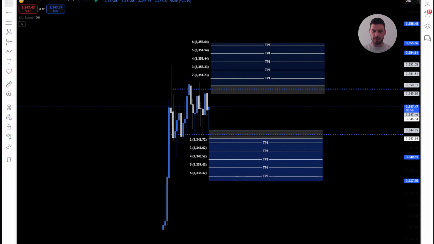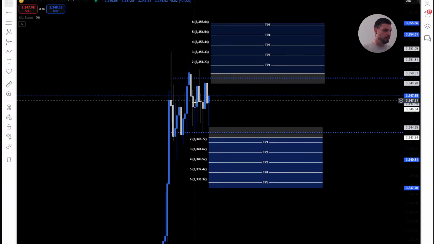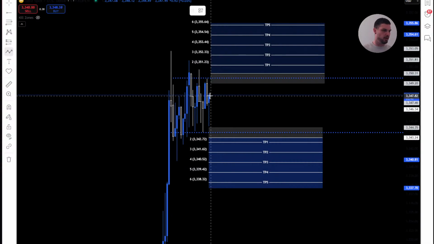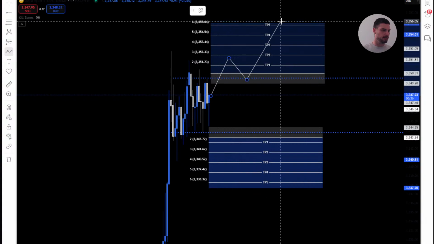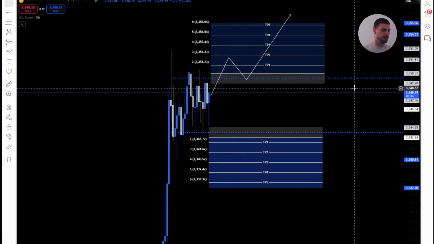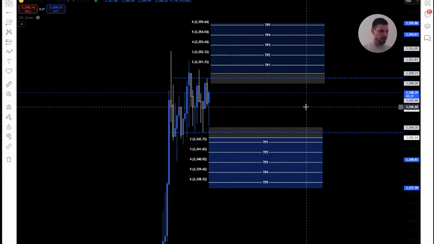Just got to set up my chart on my account. And then we'll look at it. Something like that. Okay, so that's what we're looking for. We'll break through this zone here. Hopefully we get a nice push to at least this level. Slight retrace. And a TP5 would be nice. But we'll see how that goes.